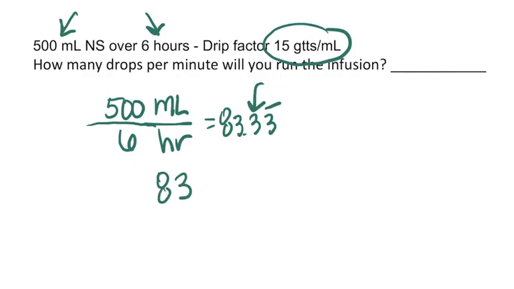Okay, I'm having a little TIA here for a moment. My hourly rate is 83. So I'm going to take that hourly rate of 83 and multiply it by my drop factor of 15, and divide that by 60.